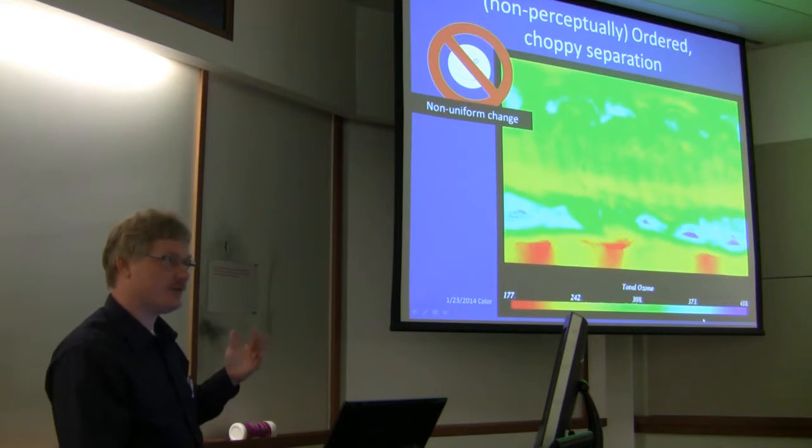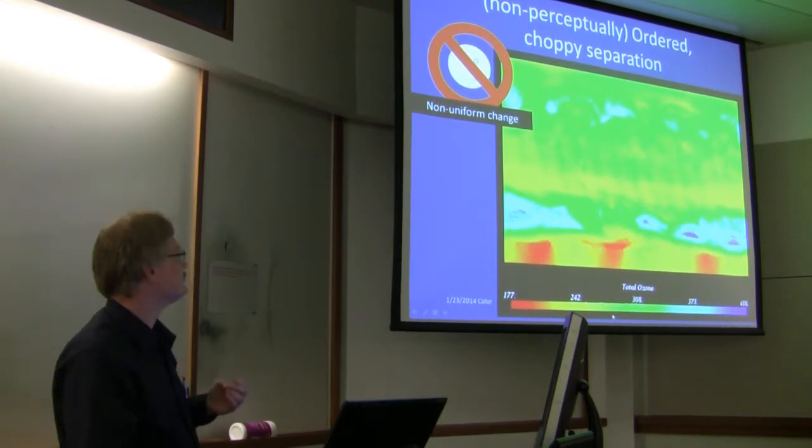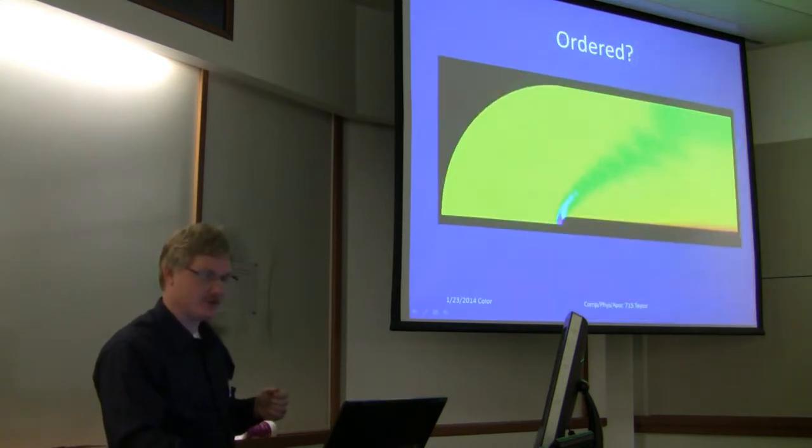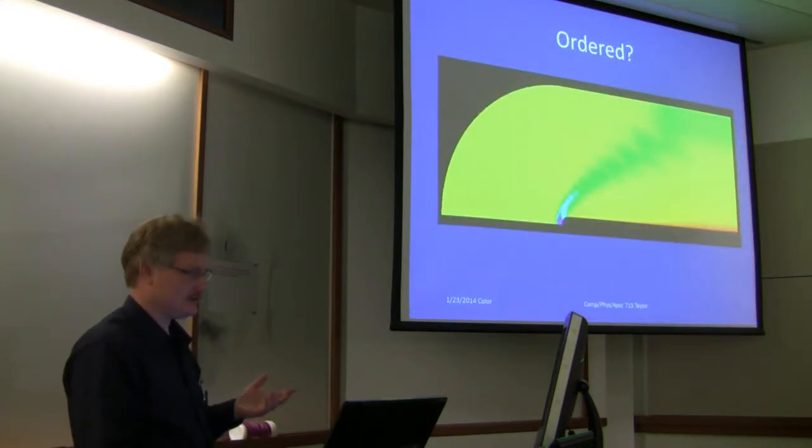So this is ordered in the sense that, at least there is an order. It's not perceptually ordered, but it is ordered. But there's choppy separation, right? There's a sudden transition, and then large areas of the same. And not much luminous contrast along the middle. Okay. So this, is it ordered?